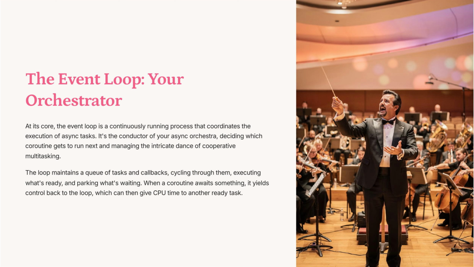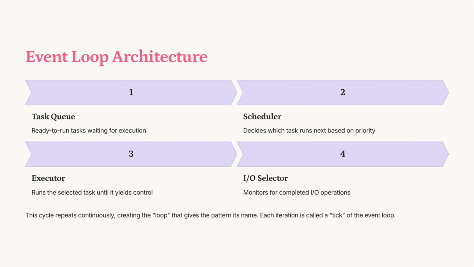It maintains a task queue, executing ready tasks and parking those waiting. When a coroutine awaits, it yields control, allowing the loop to allocate CPU time to another task, ensuring efficient task management. The event loop architecture consists of a task queue for ready-to-run tasks, a scheduler prioritizing task execution, an executor running tasks until they yield, and an I/O selector monitoring completed I/O operations. This cycle, known as a tick, repeats continuously, forming the loop that orchestrates asynchronous operations efficiently.